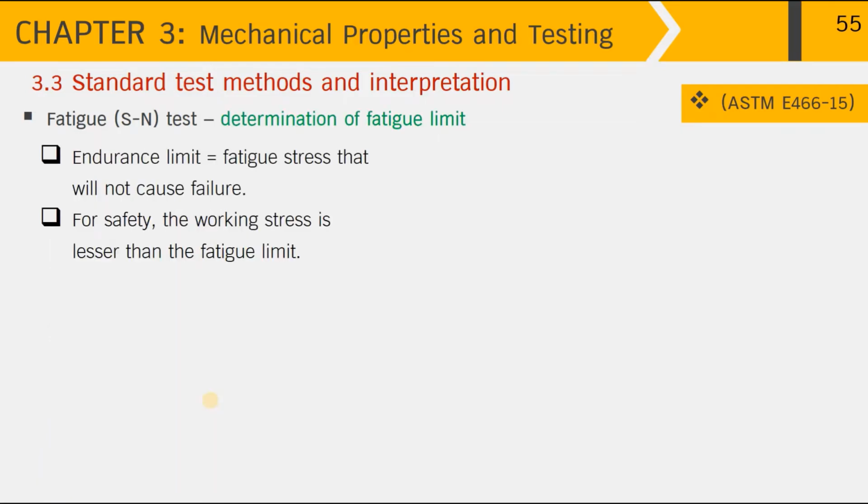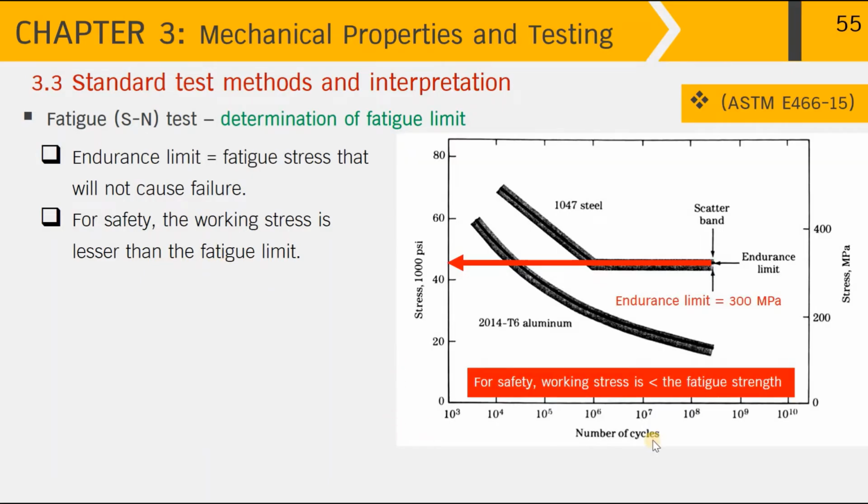And for the determination of the fatigue limit, or the endurance limit, it is the fatigue stress that will not cause failure. And for safety, the working stress has to be lower than the fatigue limit. And by looking at this example, for the determination of the fatigue limit, similar to the last S-N curves, we have over here the steel samples tested at high cyclic stress levels.